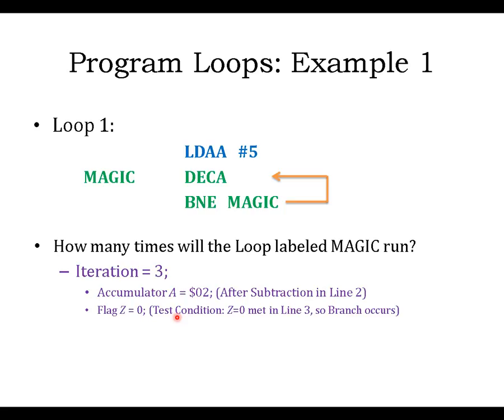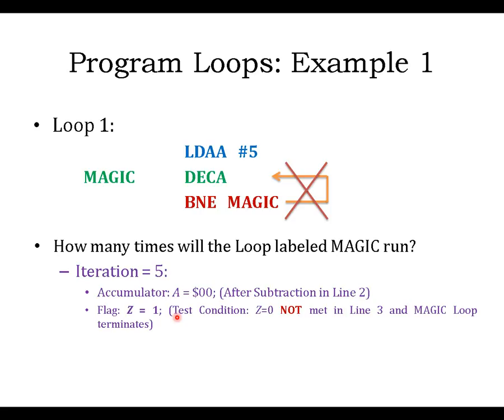In this iteration, accumulator A becomes 02. Again decreased by 1. Z flag is not set yet. We are going to iteration 4. Accumulator A becomes 01, right? Z flag is not set yet. So we are going back to line 2 again. And this is going to be our 5th iteration. Now what happens in the 5th iteration? Accumulator A is 00.